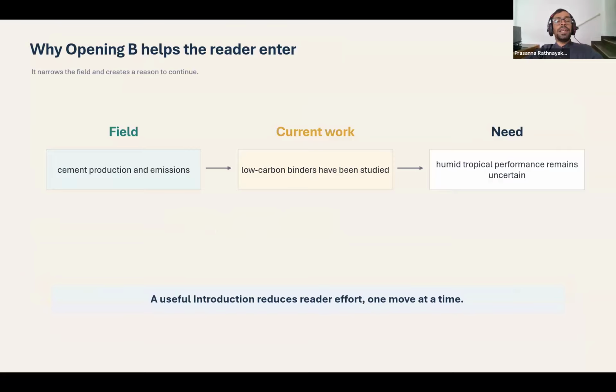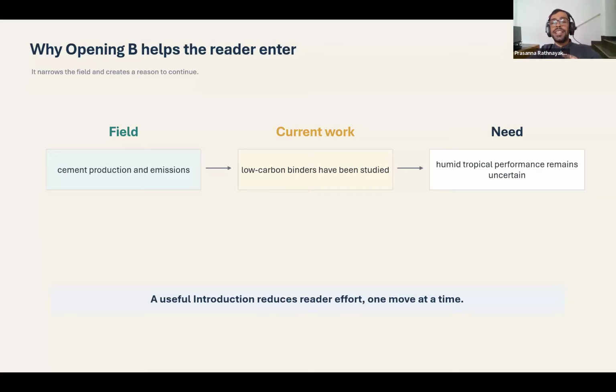Why does opening B help the reader enter? Let us name what happened in the stronger opening. The stronger opening in B did three things using two sentences. What are the three things it did? First, it gave us a field or problem. Second, it told us some work already exists there. Third, it pointed to something still uncertain. That is why the reader has a reason to continue.